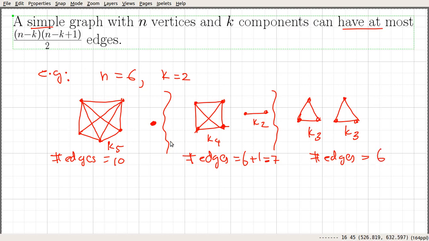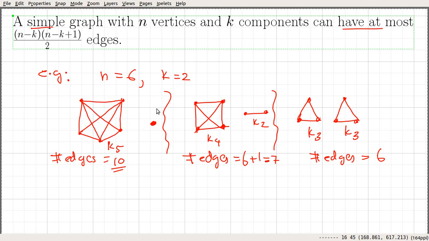If you look into these three ways for splitting a graph, you can see that the first one has the maximum number of edges. So in this case, for n equal to 6 and k equal to 2, the maximum number of edges that we can have is 10. We will have two components here, one component containing 5 vertices and the other containing a single vertex, and the 5 vertices are connected by an edge between every pair, so it corresponds to K5.